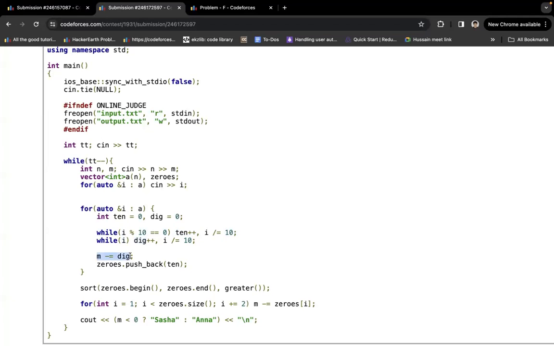In the end, I am doing m -= digit. Why am I doing m -= digit? Because this number of digits cannot be changed. Okay, we discussed that the number of digits matter and this number of digits cannot be changed. So now our new target is m minus the number of digits, and we have a vector which stores the number of zeros of each element. So zeros.push_back(tens). Is this much clear, guys? Tell me. Put a yes in the chat if this much is clear.